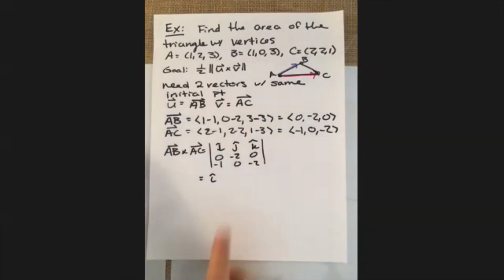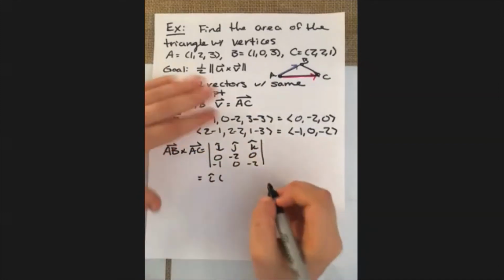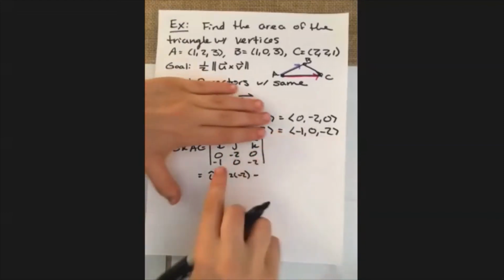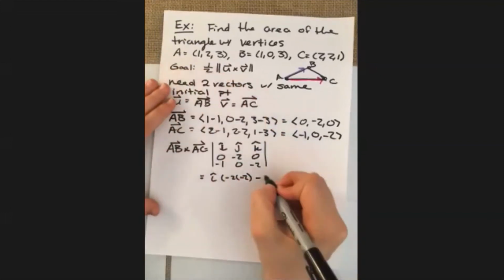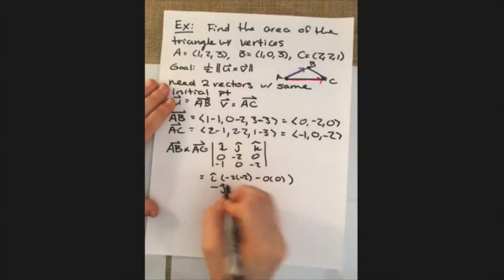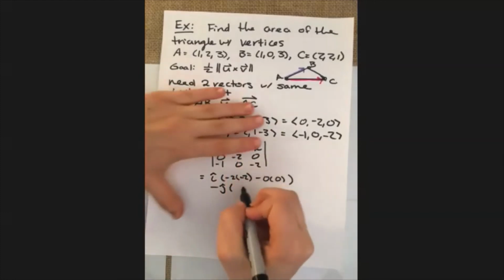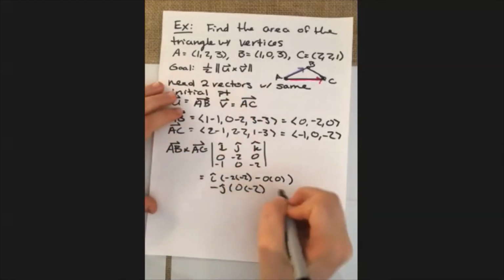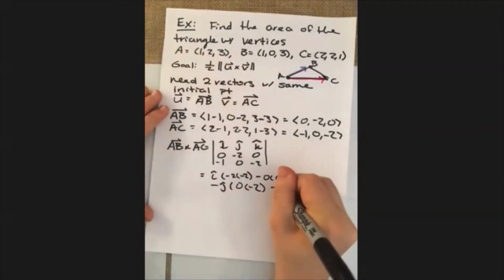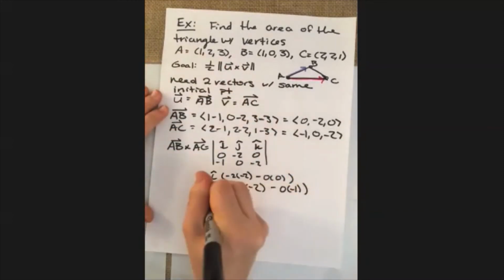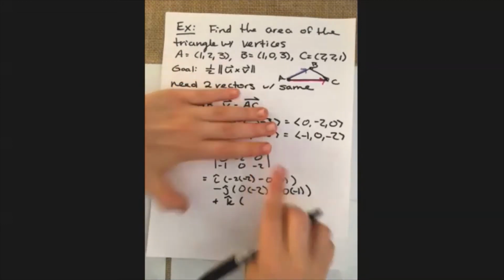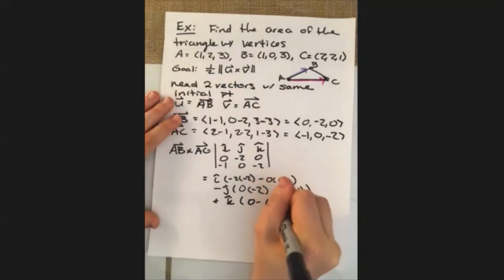And then we start taking our determinant. So I hat times negative 2 times negative 2 minus, and then that other diagonal is going to be 0 times 0, and then minus J hat times 0 times negative 2 minus, looks like it's going to be 0 times negative 1, and then plus K hat times 0 minus negative 1 times negative 2.